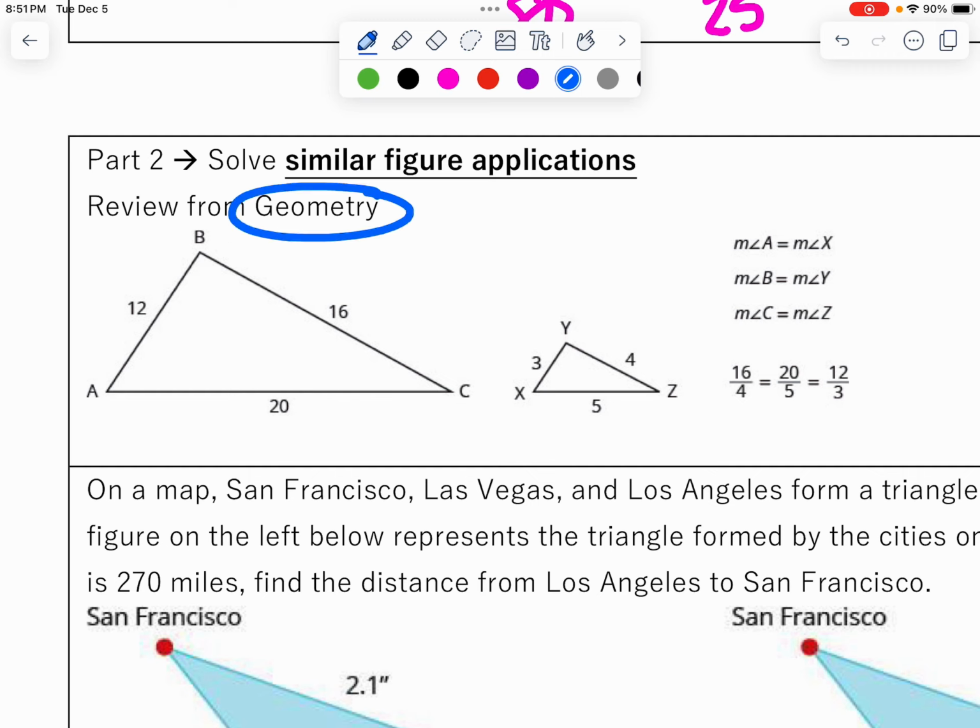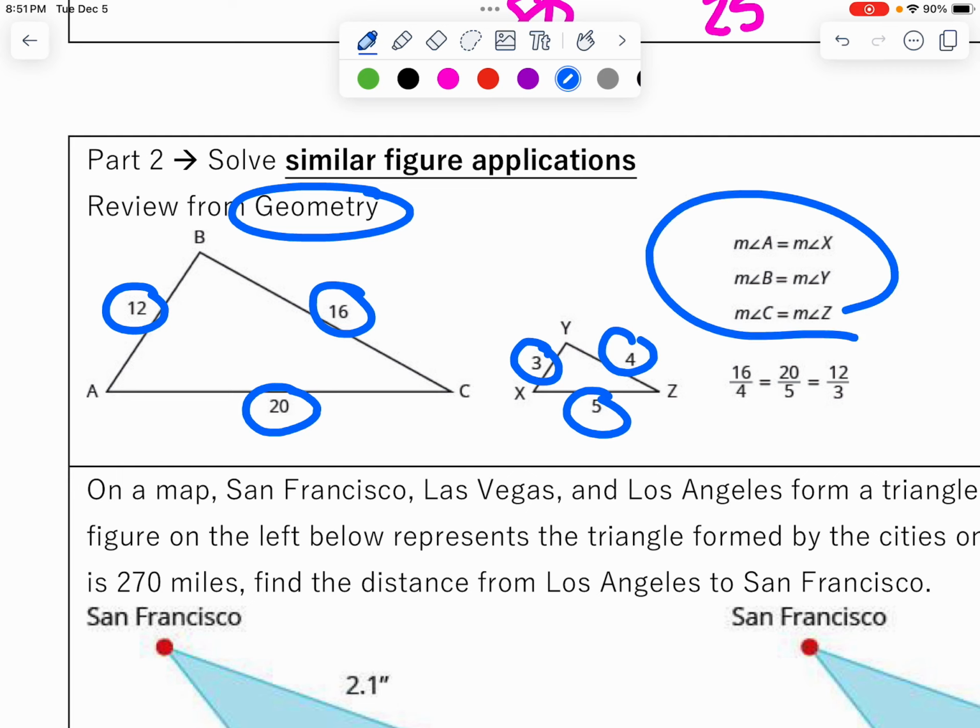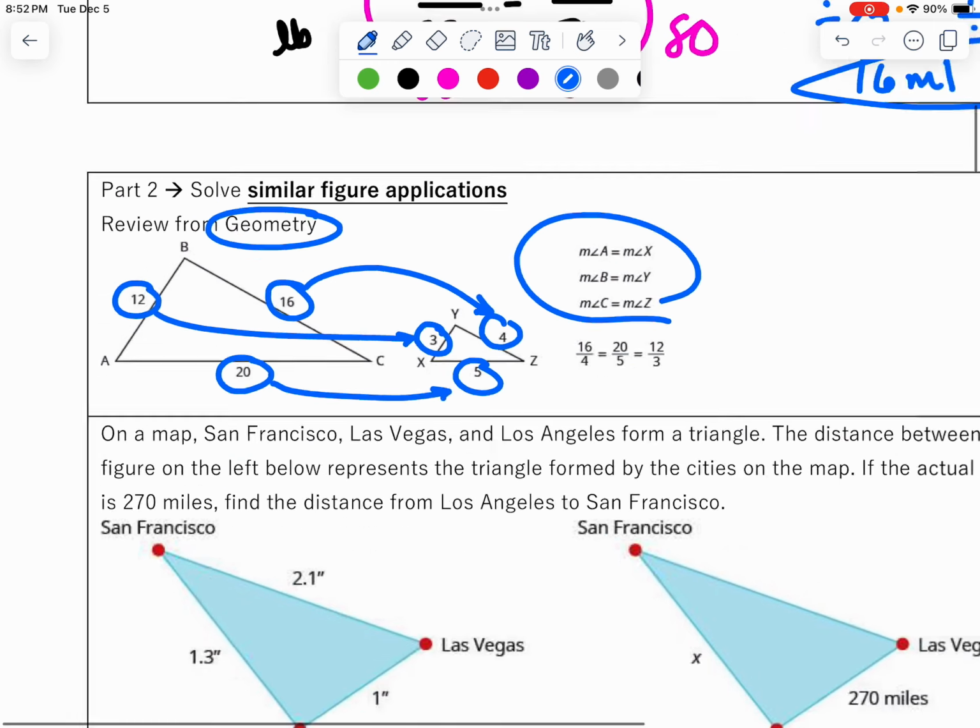They did this in geometry, so I should be able to hopefully go through it quickly. 16 relates to 4, just like 12 relates to 3, just like 20 relates to 5, and they learned that back in geometry class. So you can make proportions. 16 divided by 4 has to equal 12 divided by 3 has to equal 20 divided by 5. This is old. It's just review, but they are technically rational equations because they're fractions.